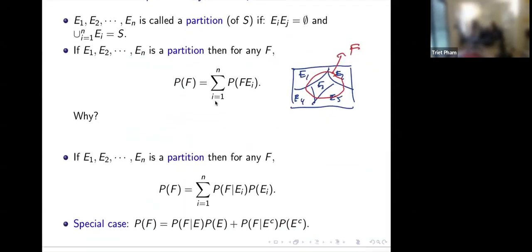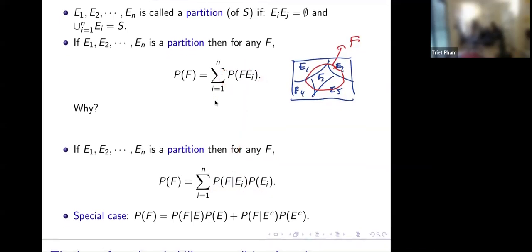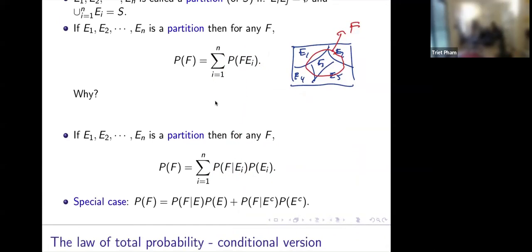Now, we can make it better by using the multiplication principle on each of these. So this is the joint, and we can break it down to conditioning times that. The special case is when n equals 2, then E1 and E2 are just E and E complement, and then it's like that.